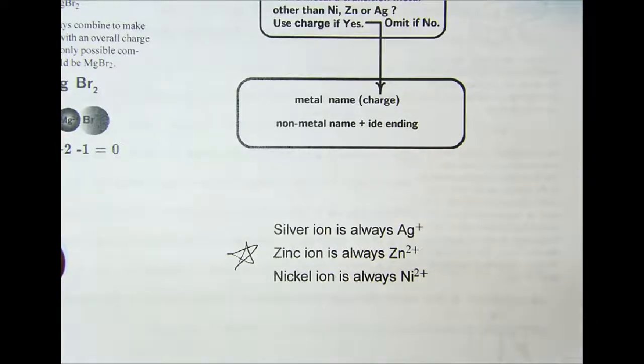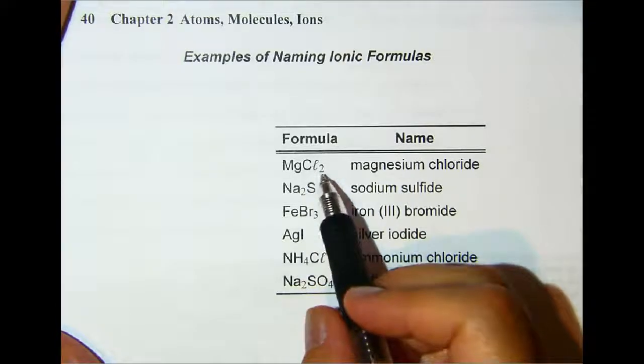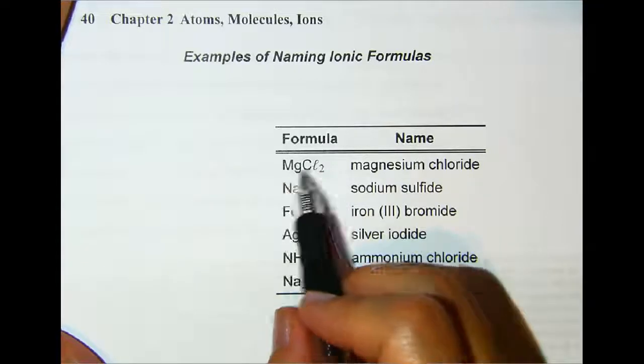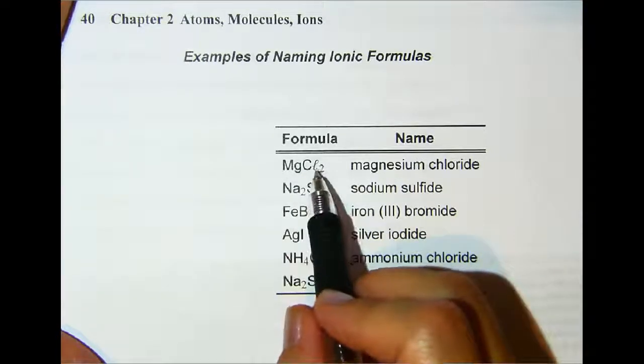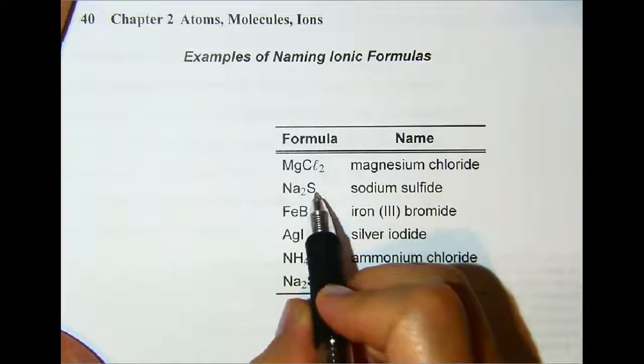Ni plus 2. Examples of naming ionic formulas. You have MgCl2, it's going to be magnesium chloride. Notice it's not magnesium dichloride because it's ionic. We do not include prefixes. This will simply be sodium sulfide.